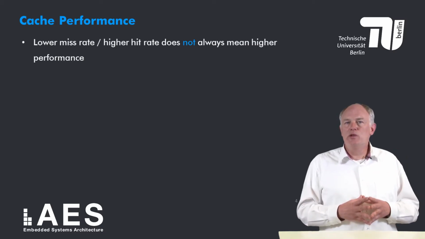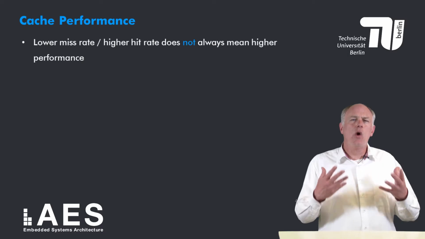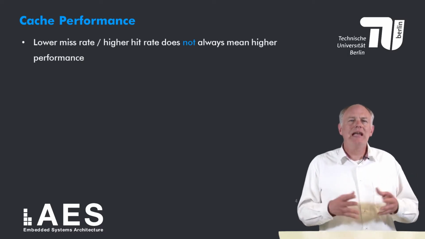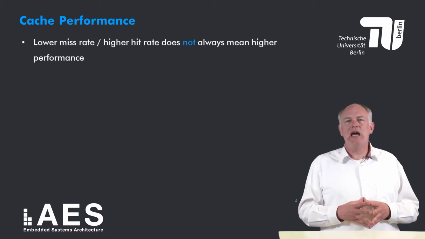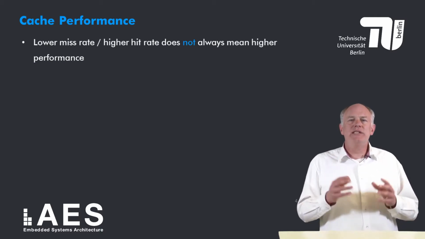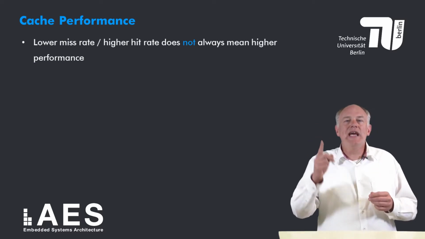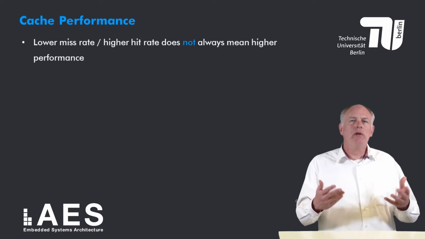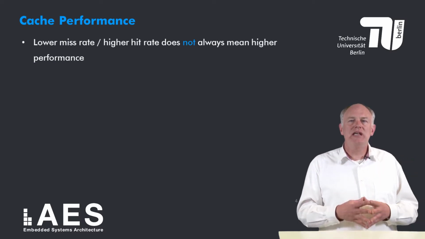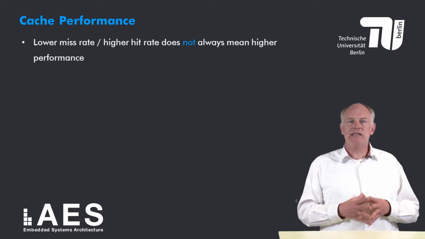The problem with using miss or hit rate as the cache performance metric is that a lower miss rate, or equivalently a higher hit rate, does not always mean higher performance. Some techniques that reduce the miss rate may actually increase other components of the memory access time. For example, increasing the associativity improves the miss rate, but often increases the cache access time.